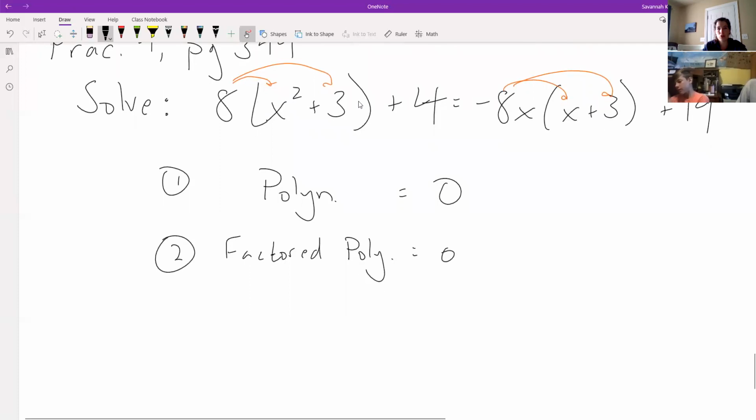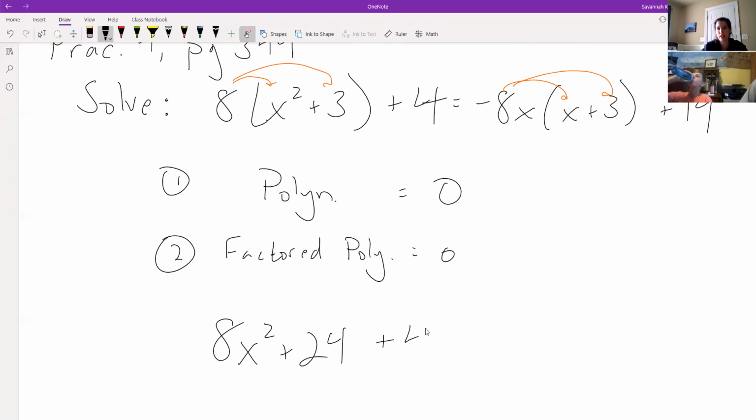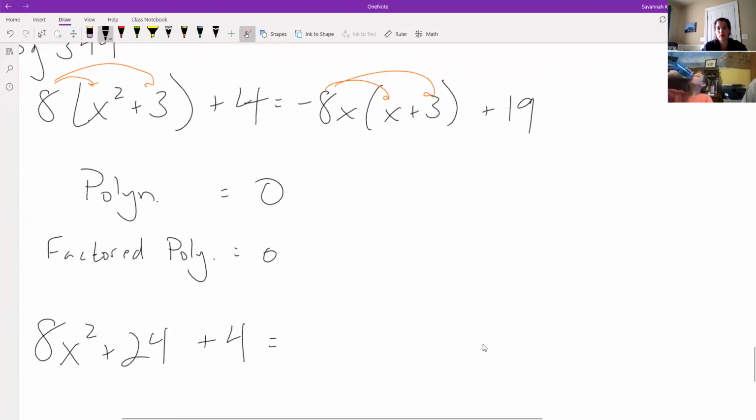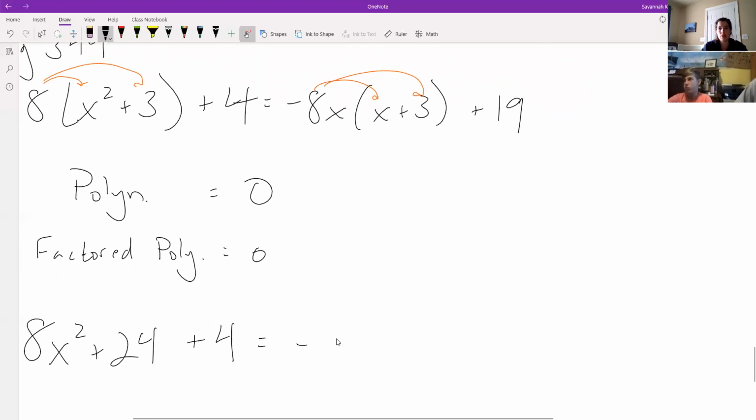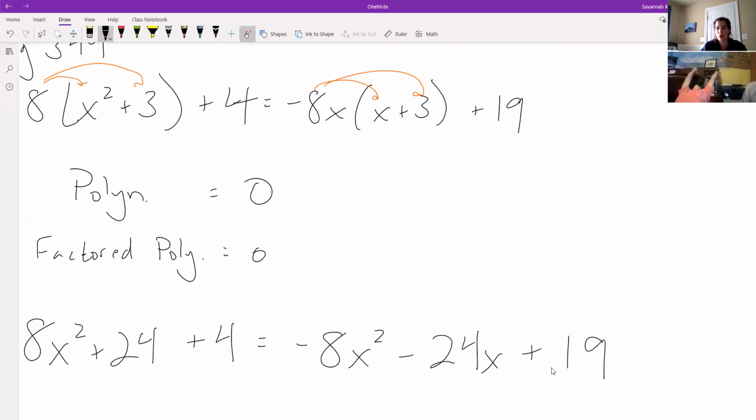Okay, so if I'm distributing everything out, I'm going to have 8x squared plus 24 is the result of my first distribution. I have that plus 4, and it didn't need the 8 distributed to it because it was not in the parentheses, so I just carry it down. Then I get -8x squared minus 24x.